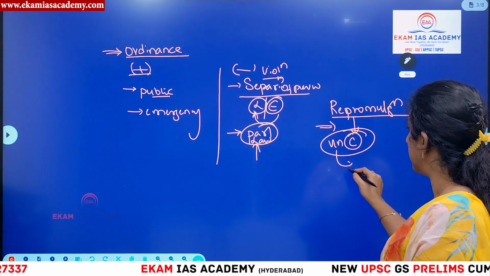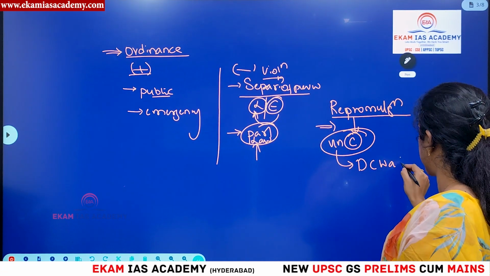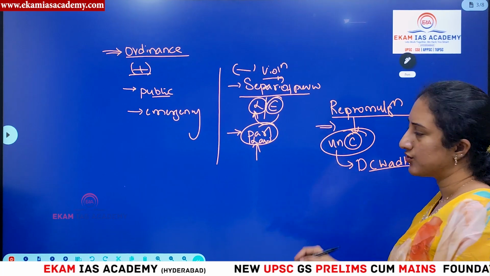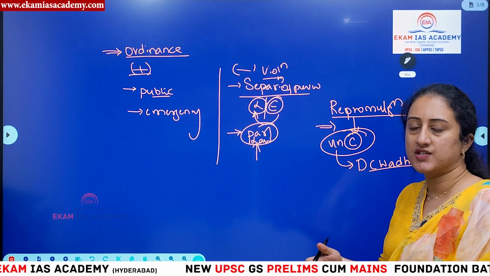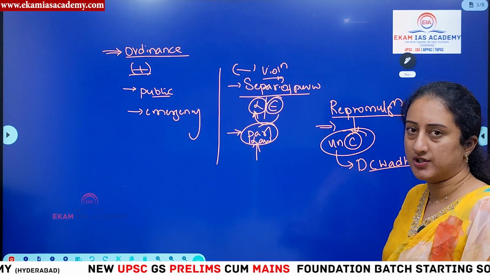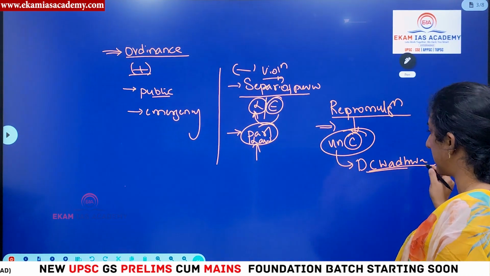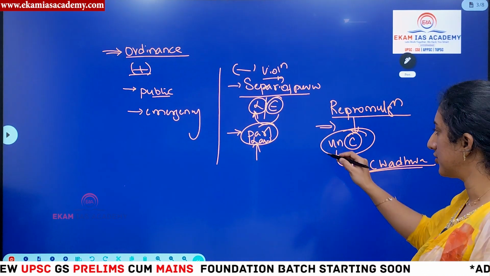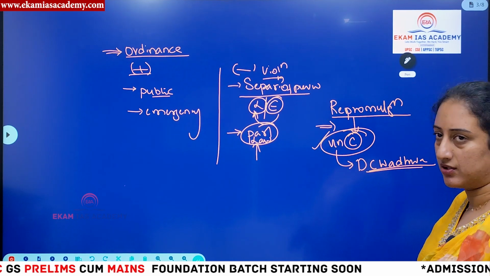This was said in the D.C. Wadhwa case, D.C. Wadhwa versus State of Bihar. In this particular case, an ordinance was repromulgated 16 times. So it is like a bypassing of parliamentary authority or the state legislative authority. That is why repromulgation of an ordinance is said to be unconstitutional according to this particular case.